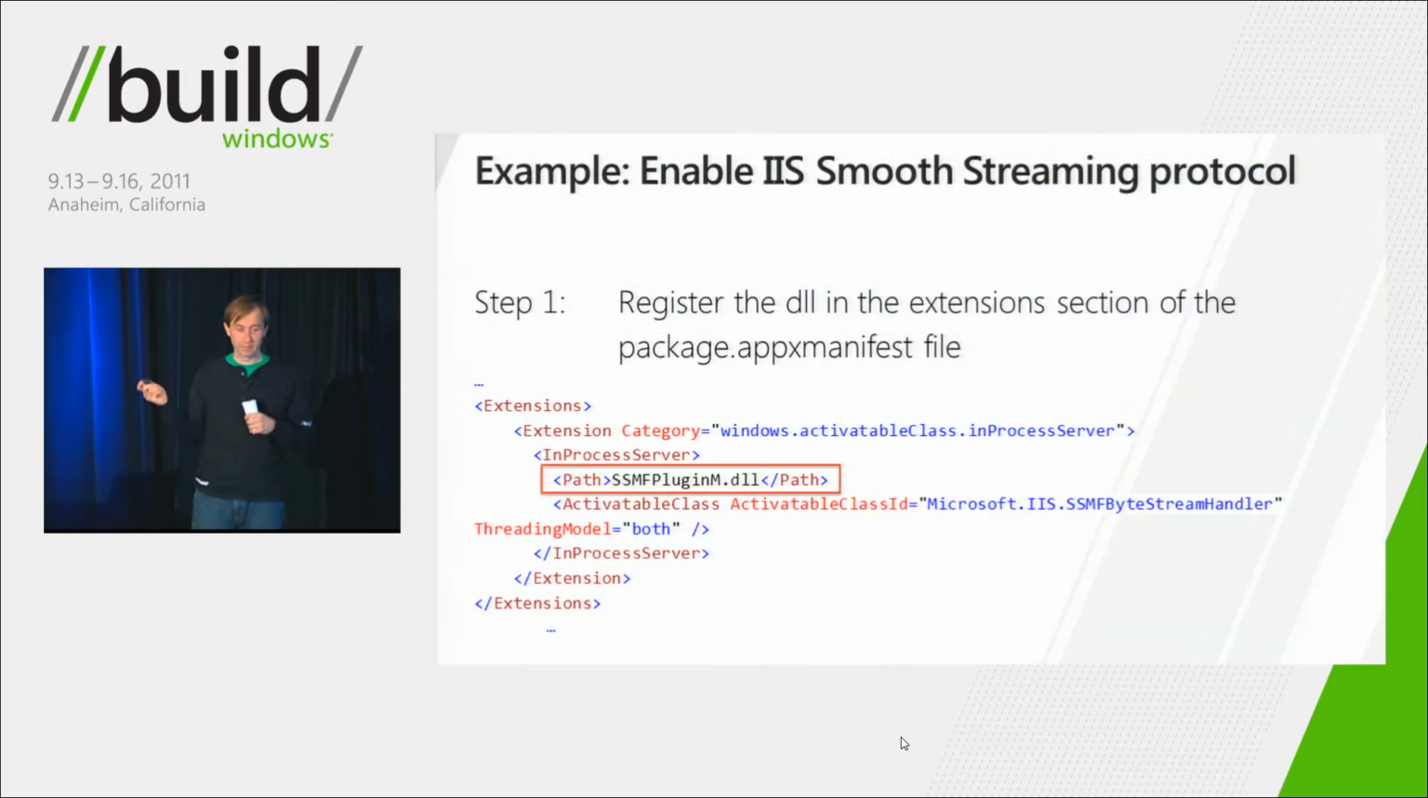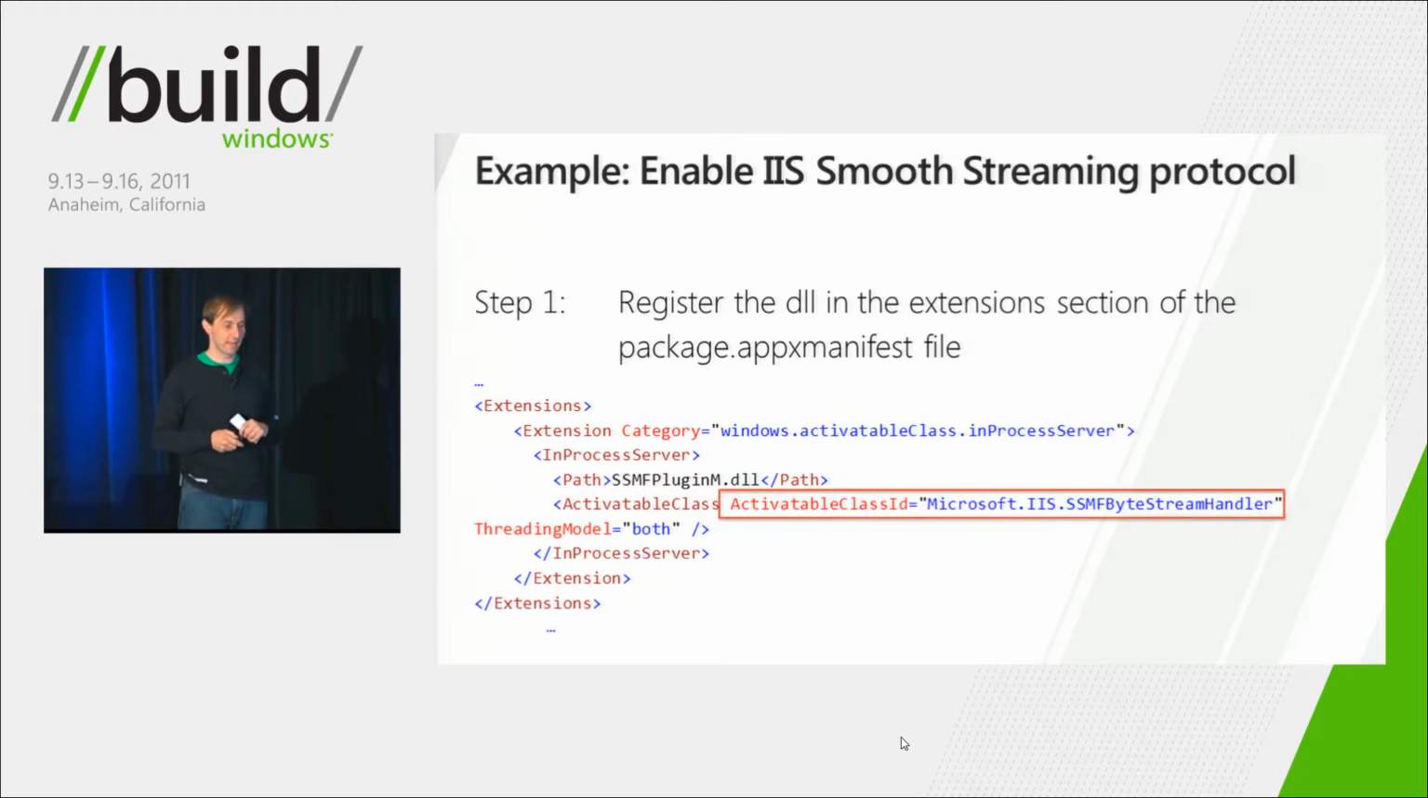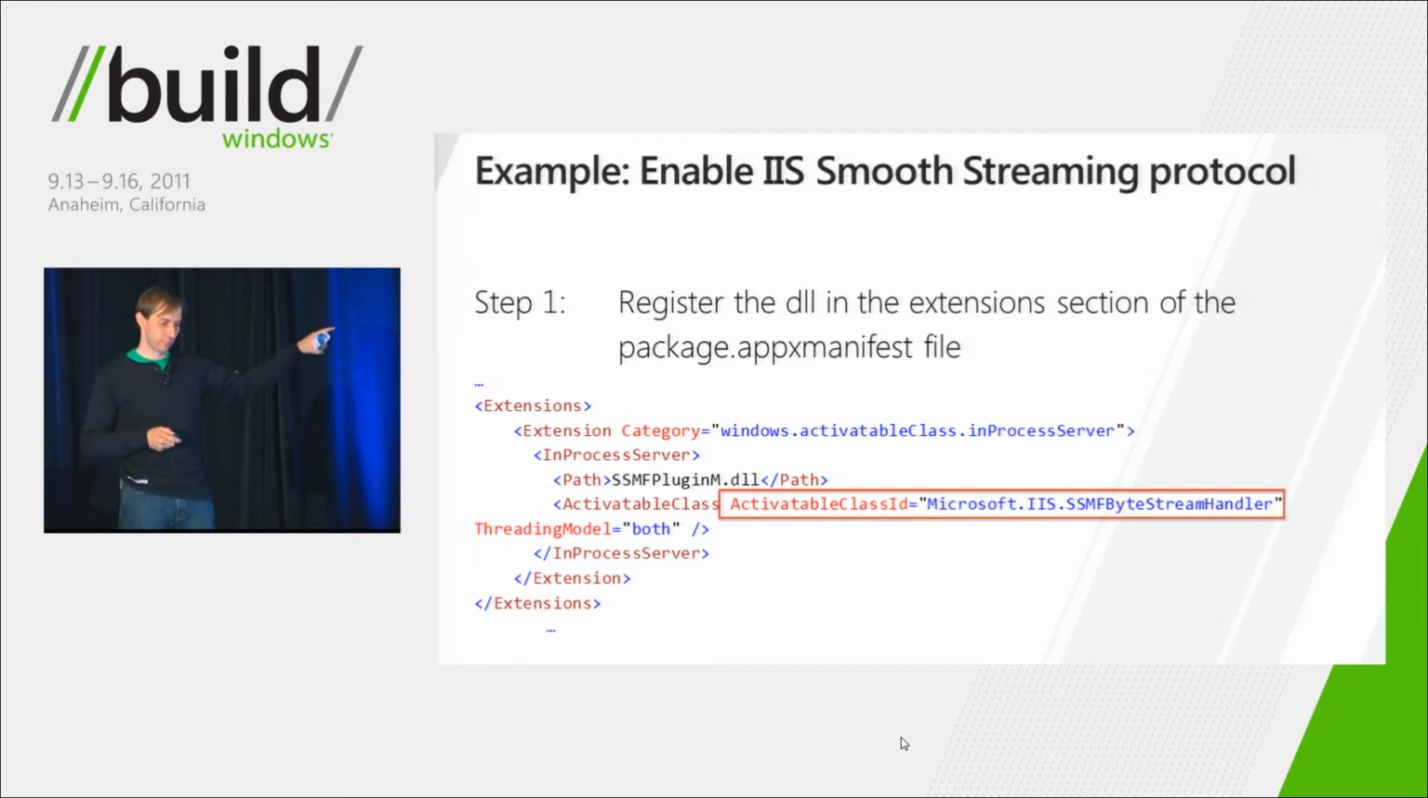So here's, just to make it clear, here is the source. So this is the XML of the package Apex manifest. And here we're registering the SSMF plugin m.dll. And we're actually saying, hey, inside this DLL, I know there is a bytestream handler that can be invoked through this activatable class ID. Right.